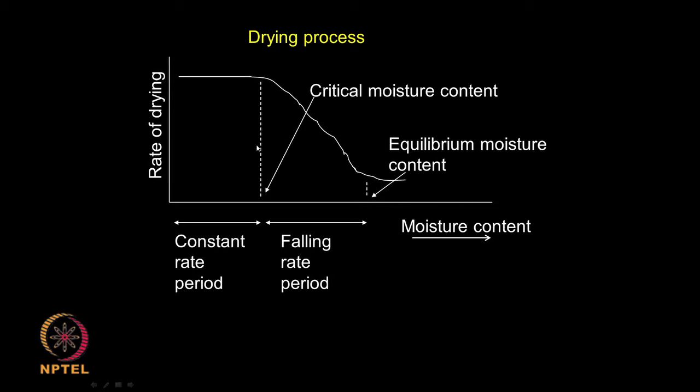Whereas, if you look at the rate of drying, you have the constant drying period and then the falling drying period, and then this is the equilibrium moisture content. Okay. This is the constant drying where the rate of drying is constant. So, the concentration where there is a shift from constant to falling rate, that is called critical moisture content. So, equilibrium moisture content is the final value which you can reach for a given relative humidity, whereas critical moisture content is the connecting point between the constant rate period and the falling rate period.